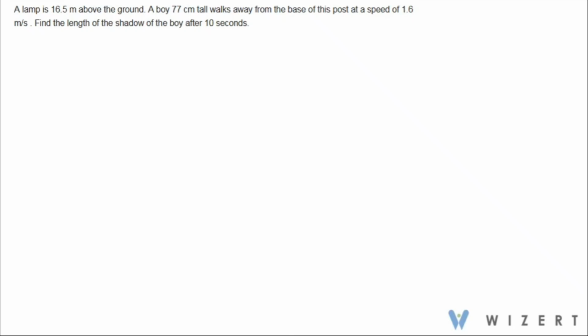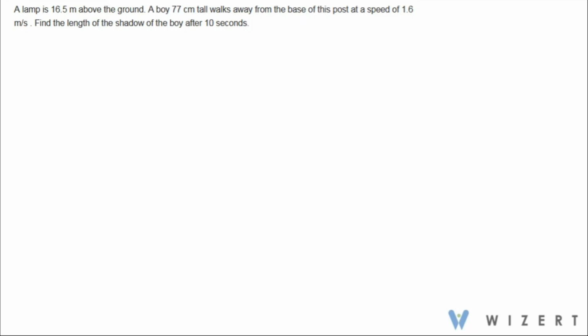We have this question here. A lamp is 16.5 meter above the ground. A boy 77 centimeter tall walks away from the base of this post at speed of 1.6 meter per second. Find the length of the shadow of the boy after 10 seconds.